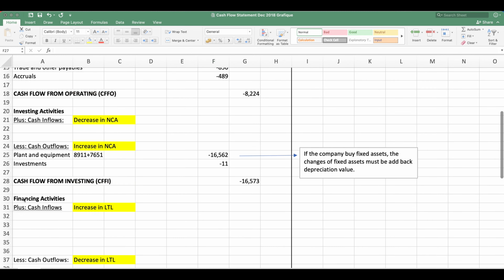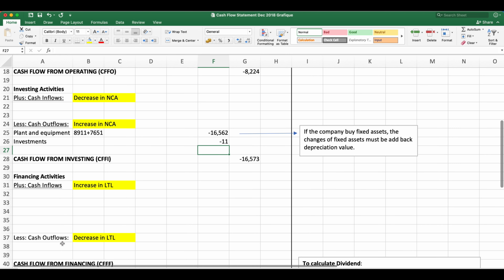Okay, next is the financing activities. For the cash flow from financing activities, we are going to record plus the cash inflows if there is any increase in the long-term liability. And then we are going to minus cash outflow if there is any decrease in the long-term liability. So increase in liability, why?